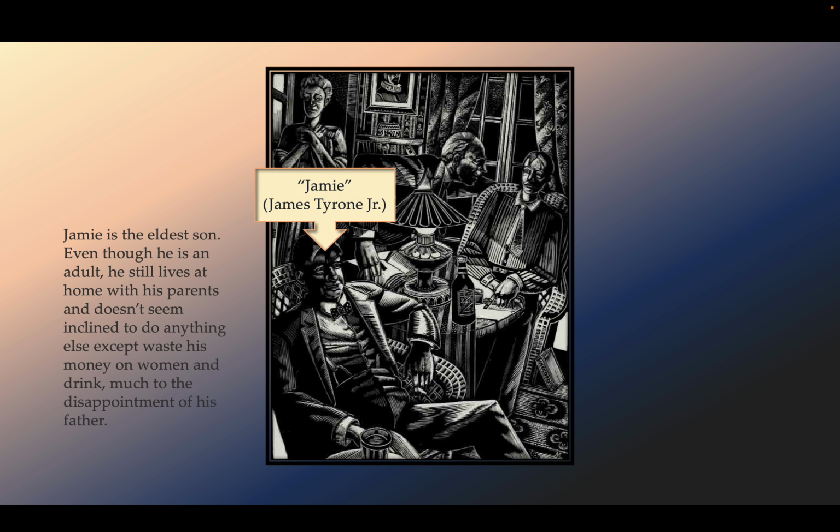This is Jamie, or James Tyrone Jr. This is the eldest son. And even though he's an adult, I'm not sure how old he is. I guess I kind of imagine him being around 30 in the play. He still lives at home with his parents and doesn't seem inclined to do anything else, except waste his money, what money he earns, on women and drink, much to the disappointment of his father, who wants very much for his eldest son to follow in his footsteps and become a great stage actor.